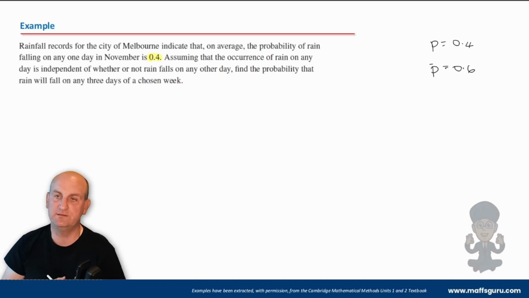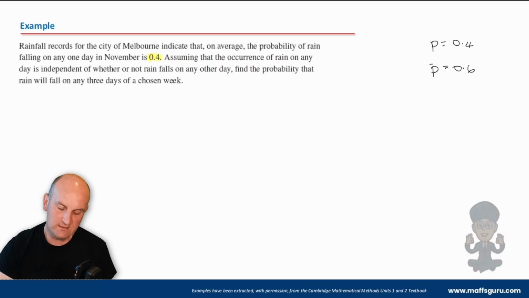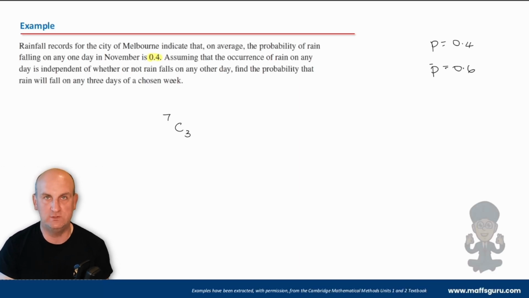Assuming that the occurrence of rain on any day is independent of whether or not rain falls on another day, important conditions for binomial, find the probability that rain will fall on any 3 days in a chosen week. Okay, so we want the rain to fall on 3 days. So the first thing to do is say, well, how many days in a week? There are 7. Choose 3. So out of those 7 days, how many different ways are there of me choosing 3 of those for rain?